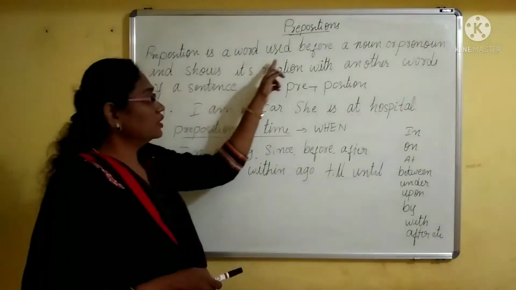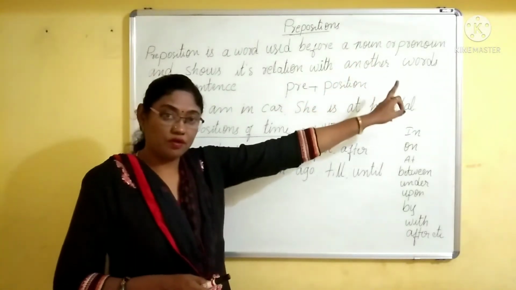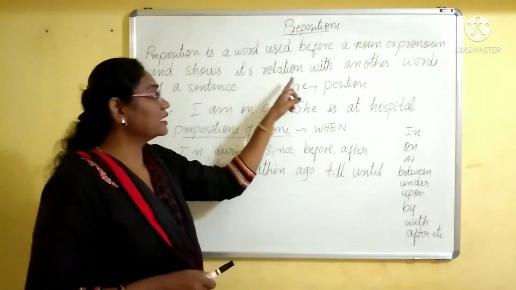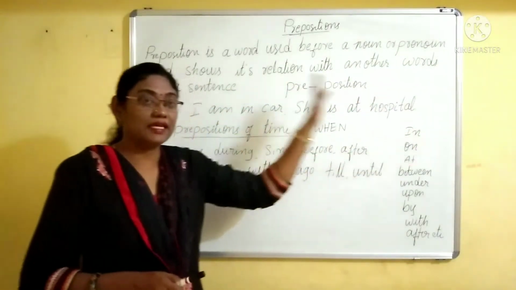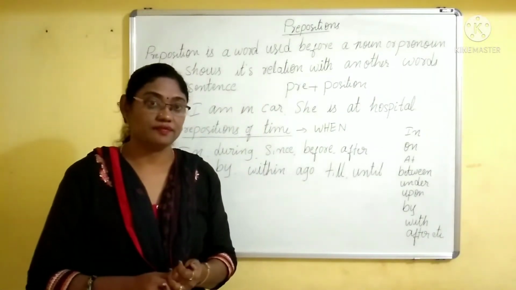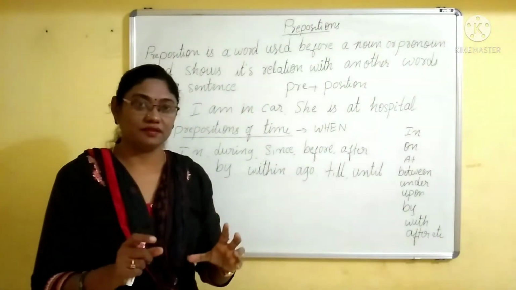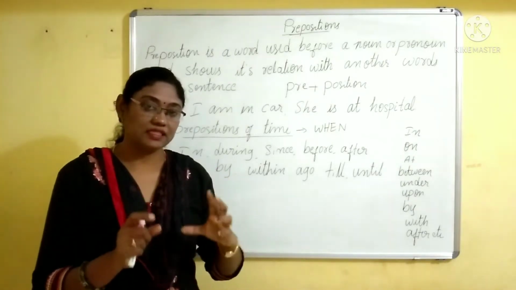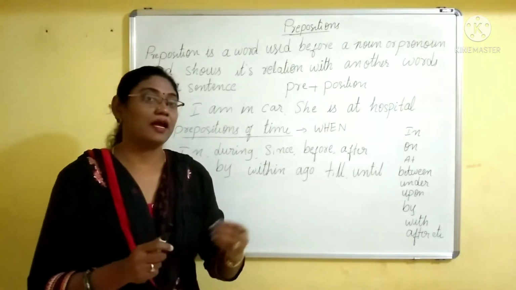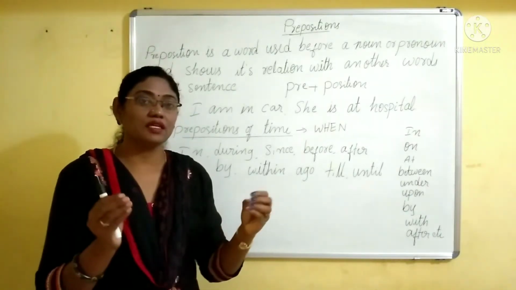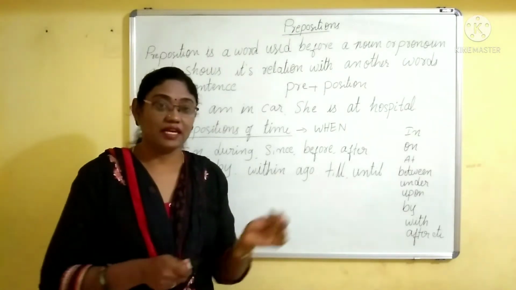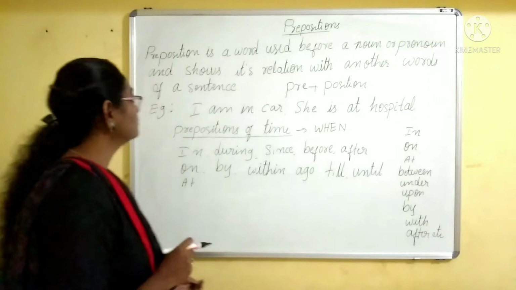Preposition is a word used before a noun or pronoun or noun phrase and shows its relation with another word in a sentence. It's a word used before a noun or pronoun, and it shows a relation between other words in a sentence. Okay, let's see with an example.